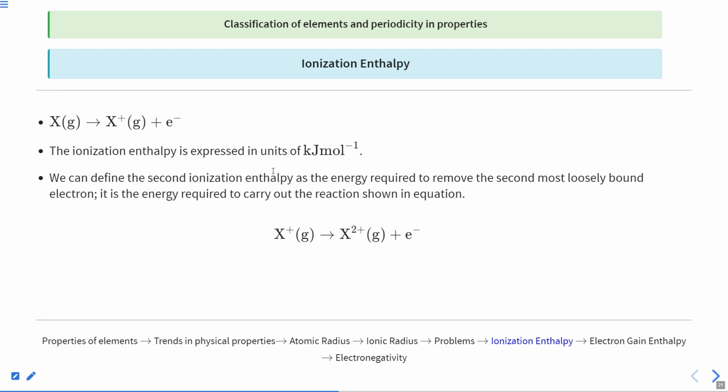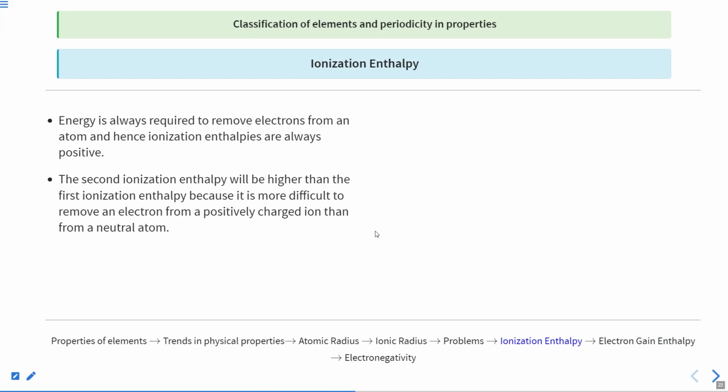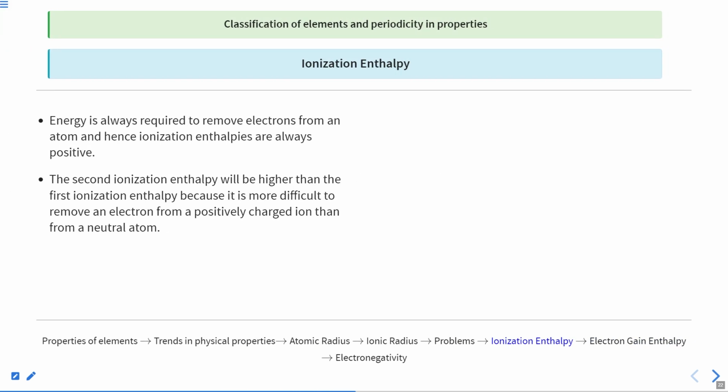Similarly, as this is called the first ionization enthalpy because we have removed the first electron, we can remove another electron from the same X+. That would result in X2+, right? It is the energy required to remove the second electron from X+ to give X2+. So this is called the second ionization enthalpy. Now, energy is always required to remove an electron, so this reaction will always be endothermic.